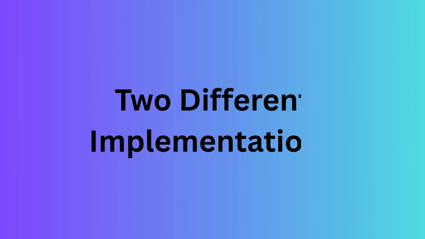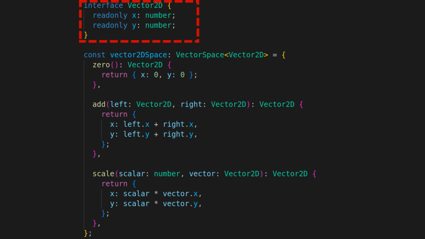Now the fun part. We provide 2 completely different implementations of this same interface. Not slightly different, fundamentally different, and yet both are perfectly valid vector spaces. The first implementation is Vector2D. It represents a point on a flat plane using 2 coordinates, x and y.